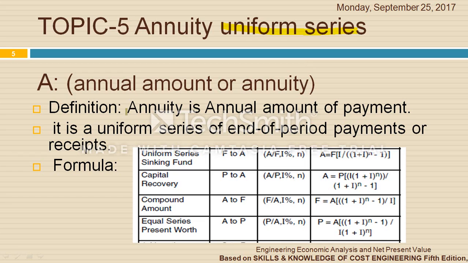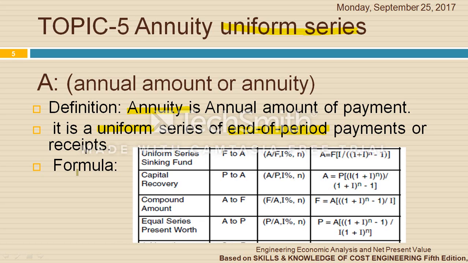Let's just go through the definition as is. Annuity is annual amount of payment. It is a uniform series of end of period payment or receipt. It means at the end of each year we have to pay it. End of period means at the end of each period, let's say, not to say year, at the end of each period we have to pay it. So this is annuity, and it should be equal. So it should be uniform and it should be paid at the end of each period.